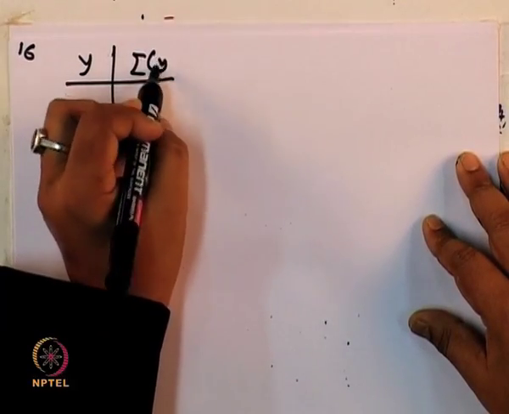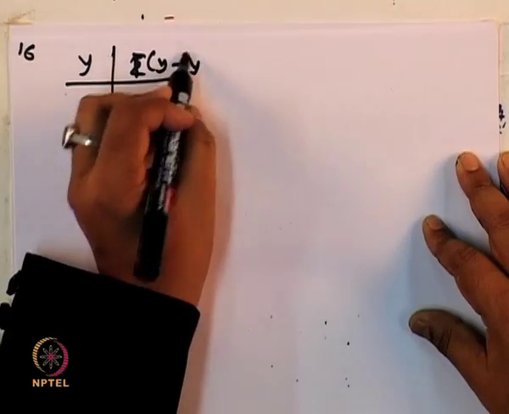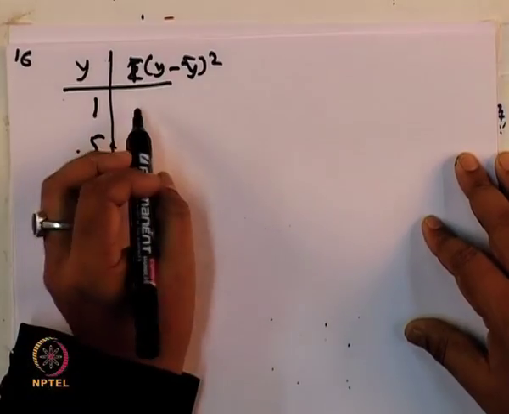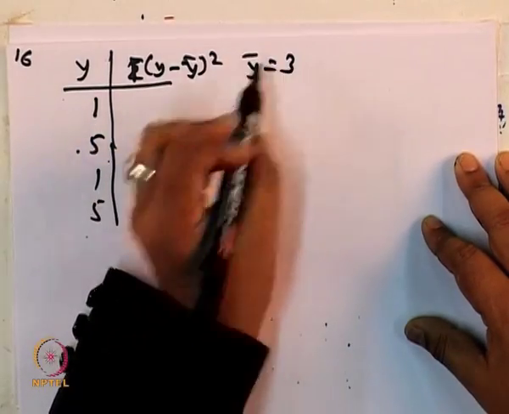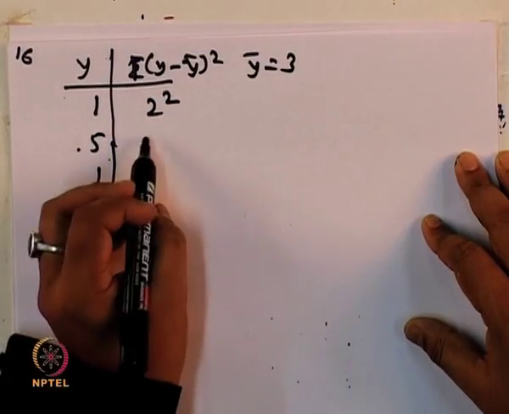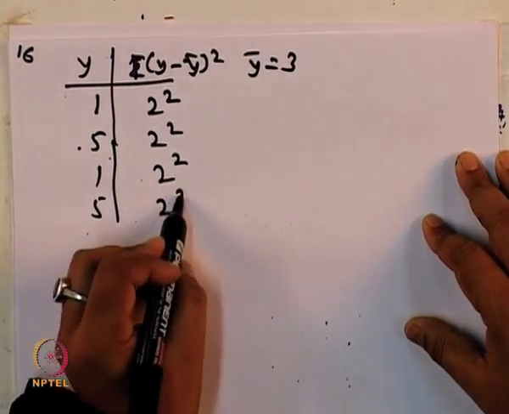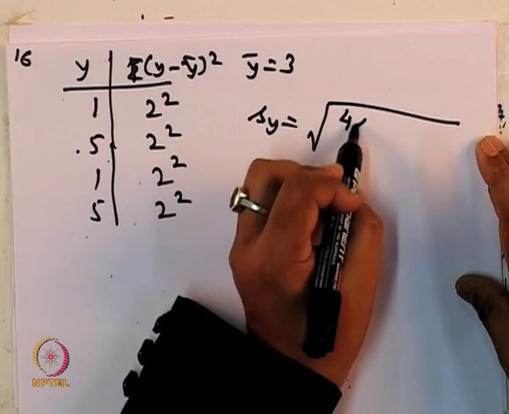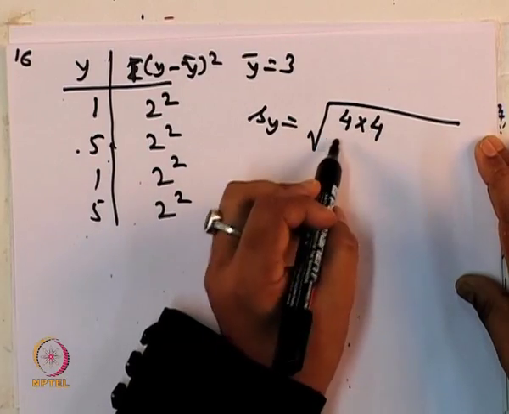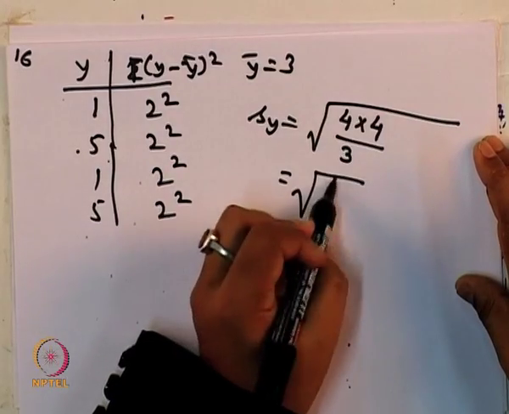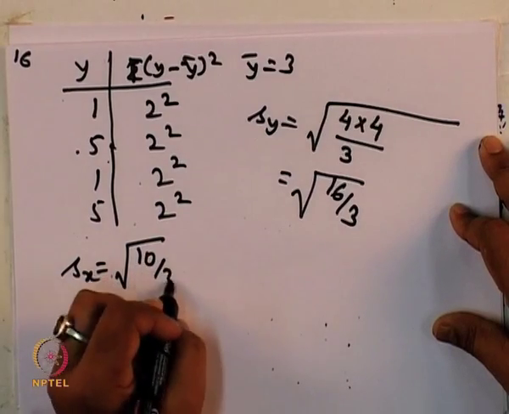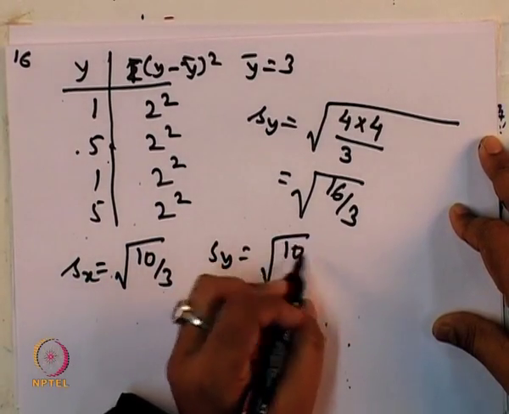I can do the same thing for y, summation of y minus y bar whole square. I have 1, 5, 1, 5. Okay. So, y bar is 3, I know y bar equal to 3, so 2 square, 2 square, 2 square, 2 square. So, Sy should be root of (4 into 4) by 3, which is root of 16 by 3. Okay. So, we have Sx equal to root of 10 by 3, Sy equal to root of 16 by 3.